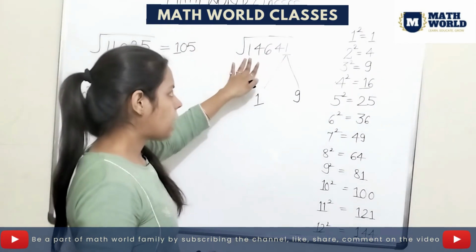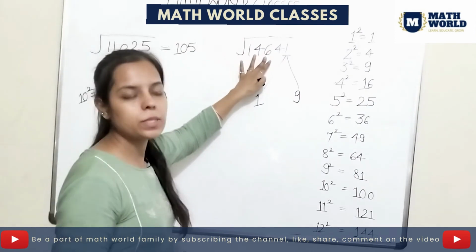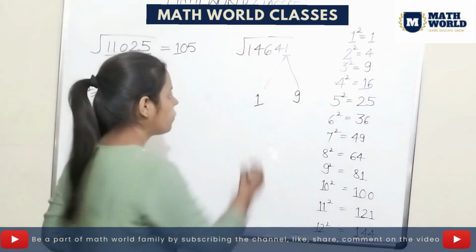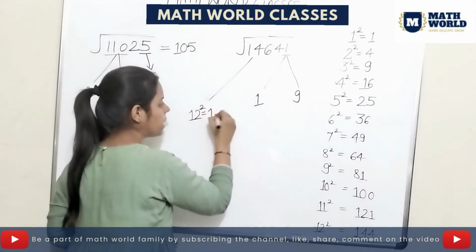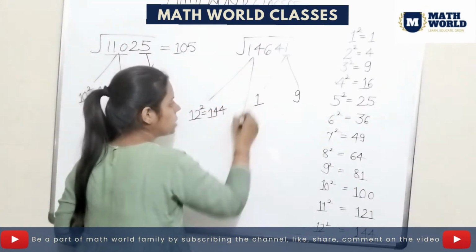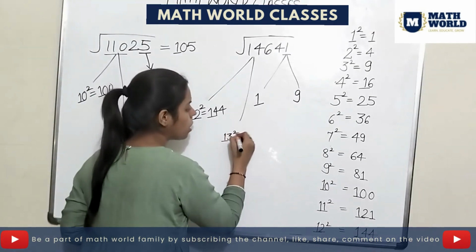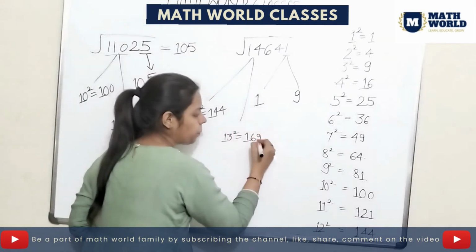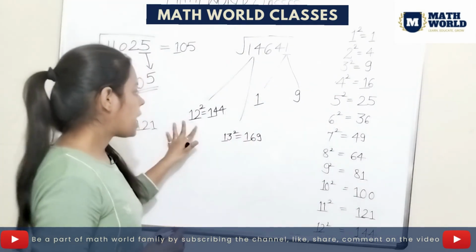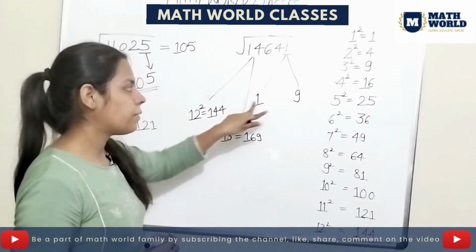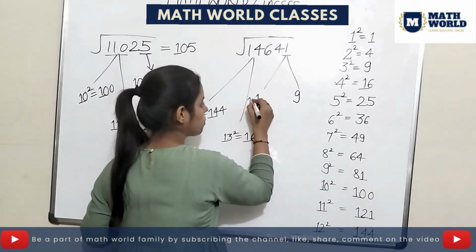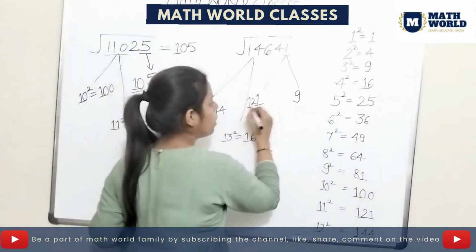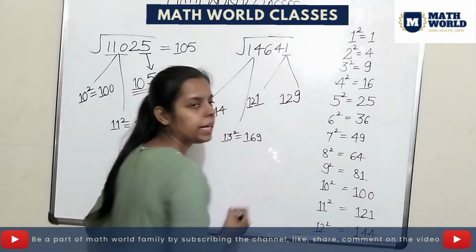Now we have to find out between which numbers 146 lies. So 146 lies between the square of 12, that is 144, and the square of 13, that is 169. Now we have to write the smaller number between both of them with these 2 digits. The smaller one is 12. So here we got 121 and 129.